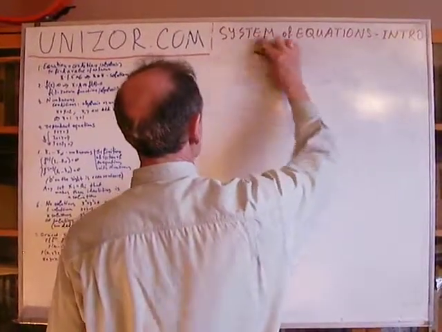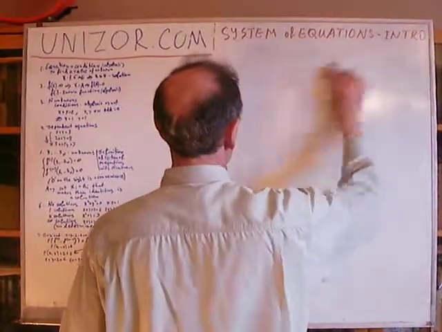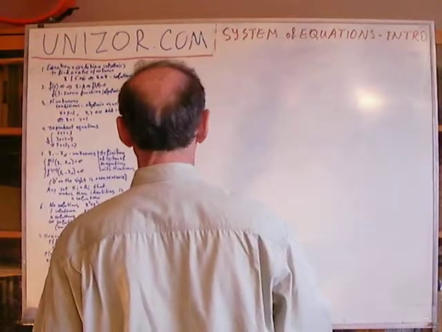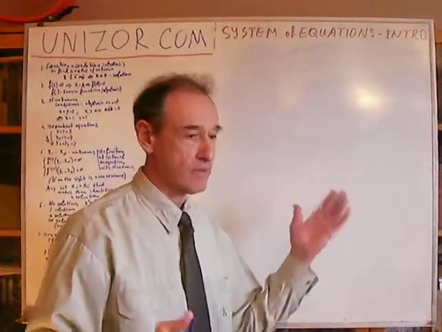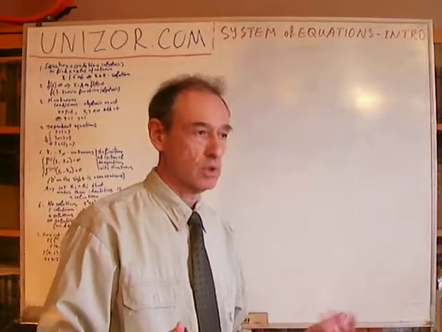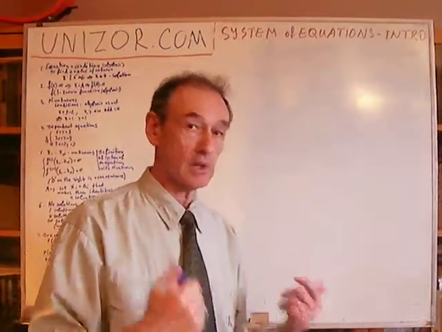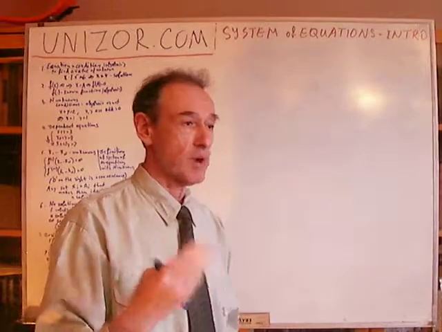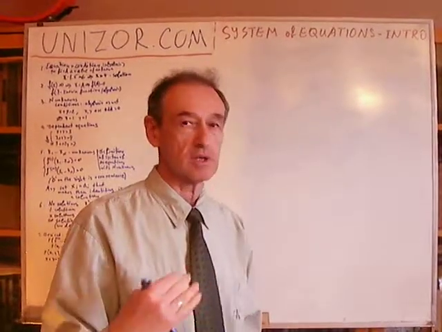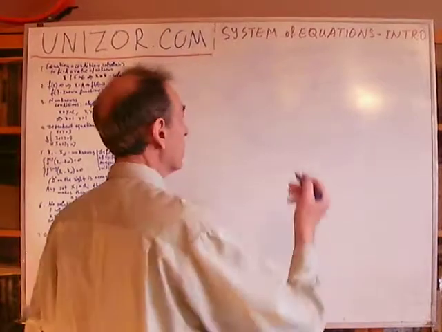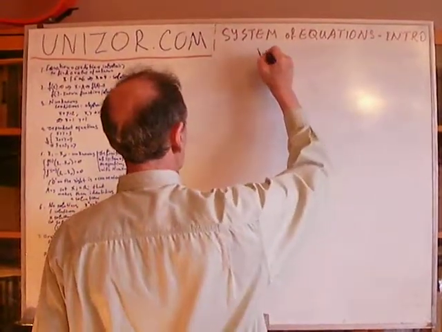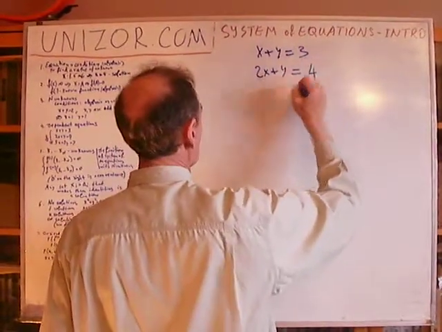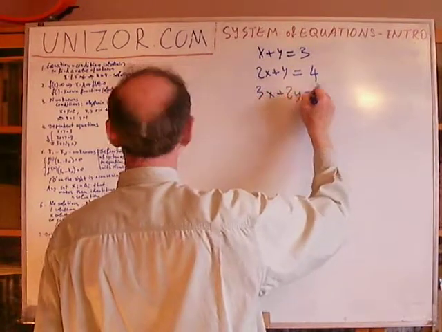Okay. Now let's talk about certain examples first. Before, I just gave you one simple example of two variables and two conditions which allow us to find the solutions. Now, these algebraic expressions which participate in systems of equations can be absolutely different. Let me give you one particular example. x plus y is equal to 3, 2x plus y is equal to 4, and 3x plus 2y equals 7.